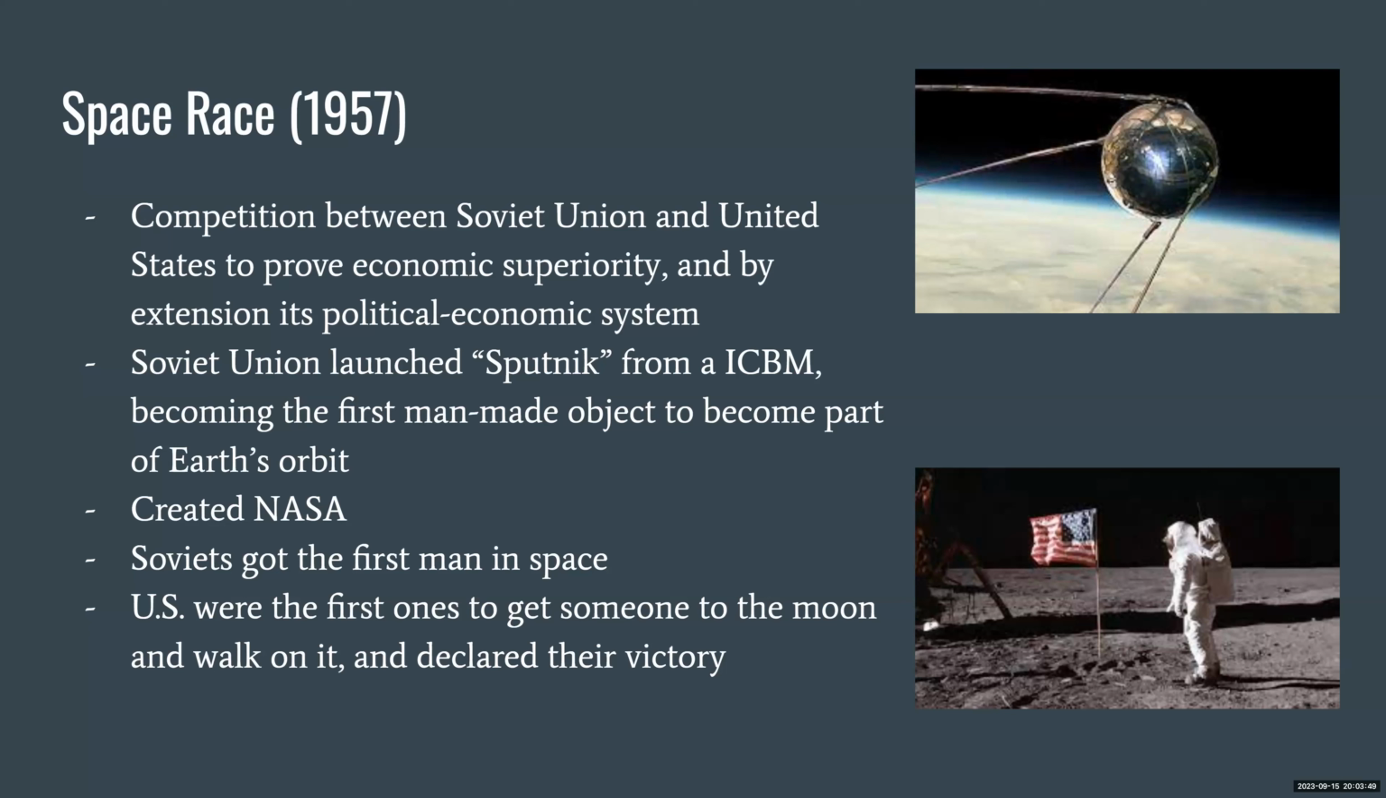So the Soviet Union was the first to get a man-made object into Earth's orbit, which is called Sputnik. In 1958, the US created NASA for space endeavors. And then the Soviets got another victory because they got the first man into space. But then the US was the first to get someone on the moon and walk on it, being Neil Armstrong. And after that, they just declared victory in the space race, even though the Soviets did everything else first.